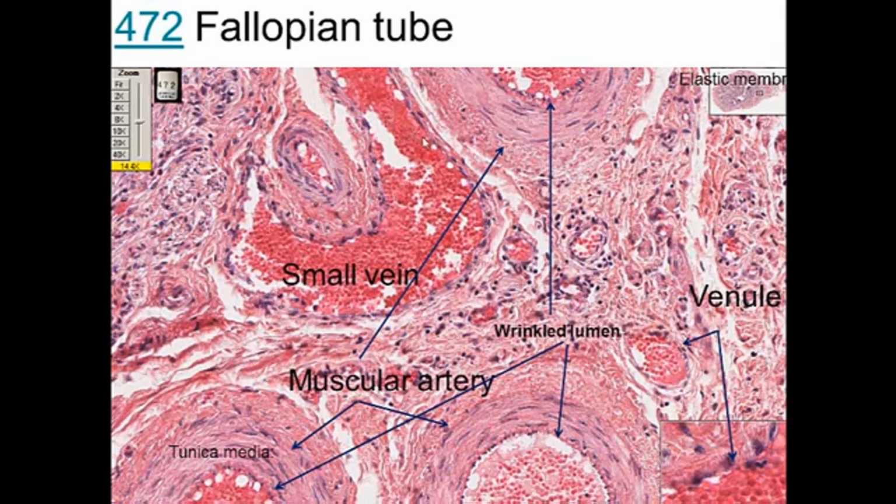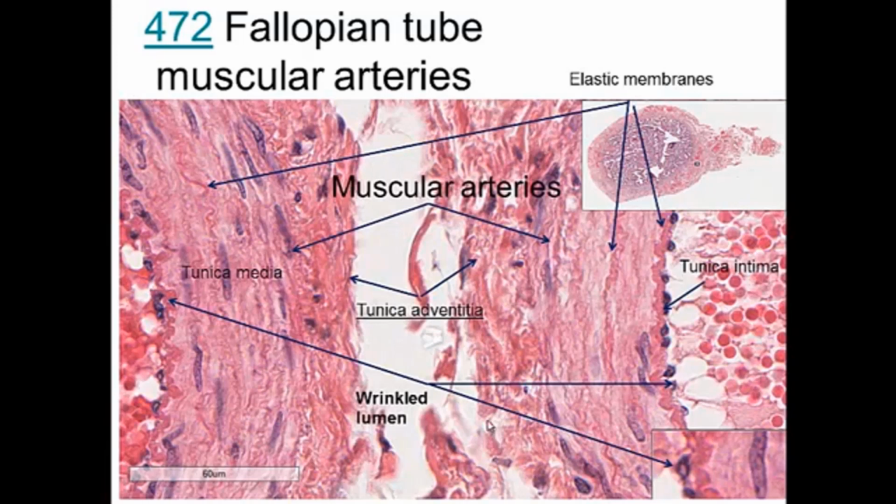Small vein here, a large lumen for the thickness of the wall, and that's what you want to look and see, how big the lumen is in relation to the thickness of the wall, in terms of identifying whether it's the venous side or the arterial side.